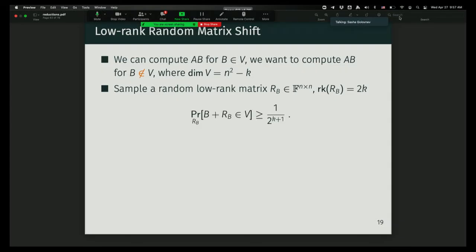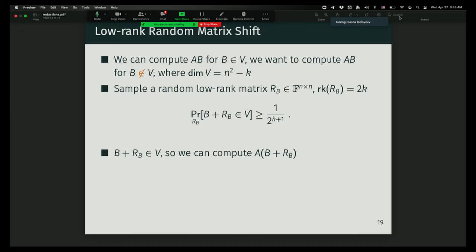And then it's very easy to see that for every matrix B, when you add a random matrix of low rank, of rank 2k, you hit a subspace of codimension k with reasonable probability. It's probability 1 over 2 to the k essentially. So when I'm given a matrix B which is not in subspace V, I generate a random low-rank matrix and add it. Now for this matrix, I can use my algorithm for the subspace V, and I need to correct this error that I introduced, this low-rank matrix.